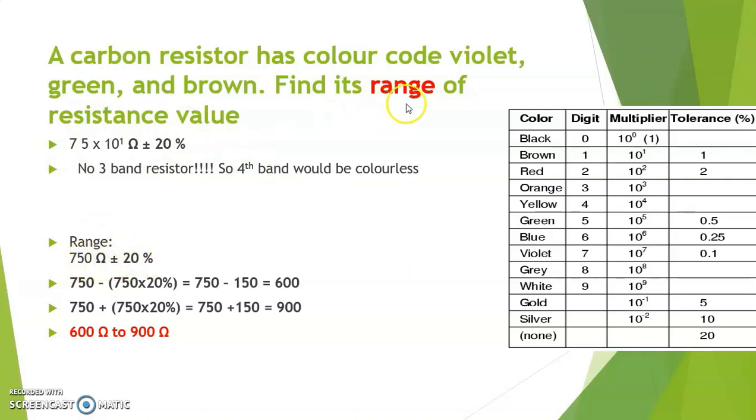Then you've been asked to find the range of resistance value. As I said earlier, this tolerance indicates that the value of the resistance is between 750 minus 750 into 20% and 750 plus 750 into 20%. Once we calculate that, we get 600 and 900 ohm. So the value of the resistance can be anywhere between these two values, and that is the importance of tolerance. Even though we say it is 750 ohm, it can come between 600 ohm and 900 ohm. And the exact value can be found out using a multimeter.